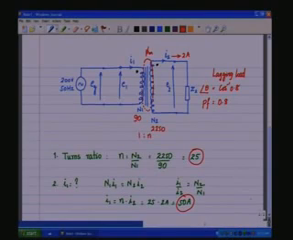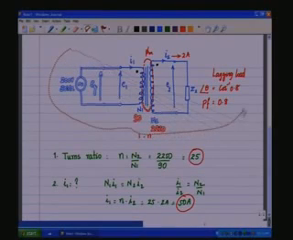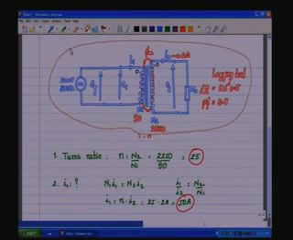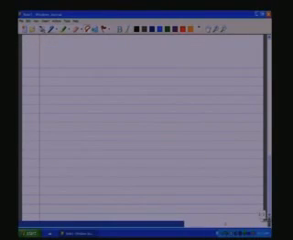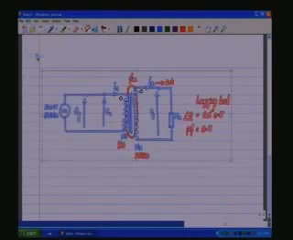Now let me select this portion, copy it, go to the next page, paste.